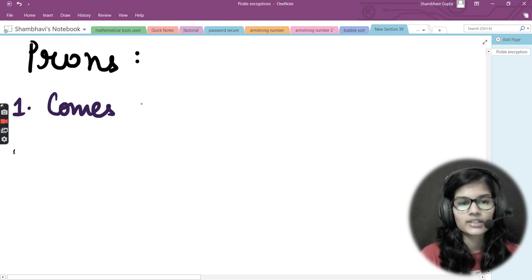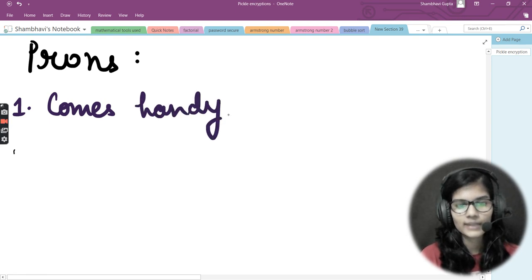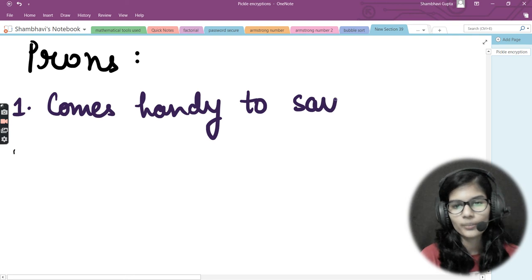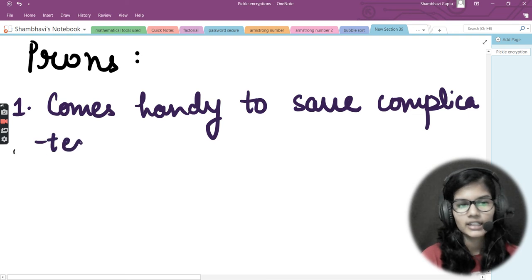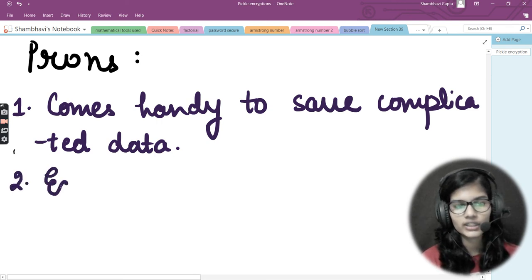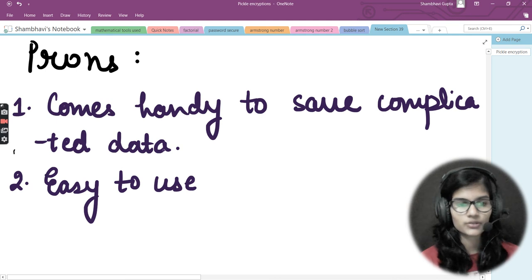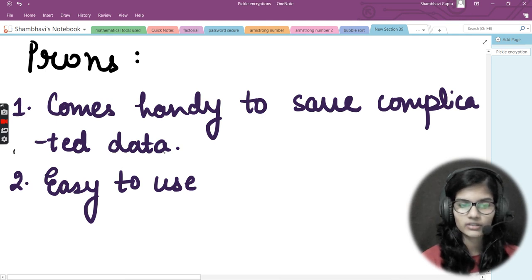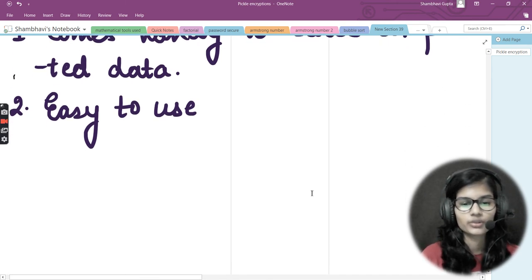Right, so the first advantage is that it comes in handy to save complicated data. You can just save complicated data in a very common way. Now the second advantage that we can discuss is that it is, first of all, easy to use. This we had already seen in the previous video, how to do the pickling and how to do the unpickling. Pickling was super easy, right? Only reading the file and writing the file, that was all we had done. So it is easy to use.